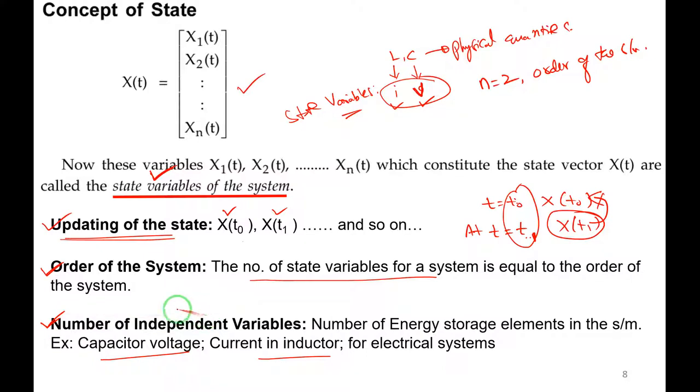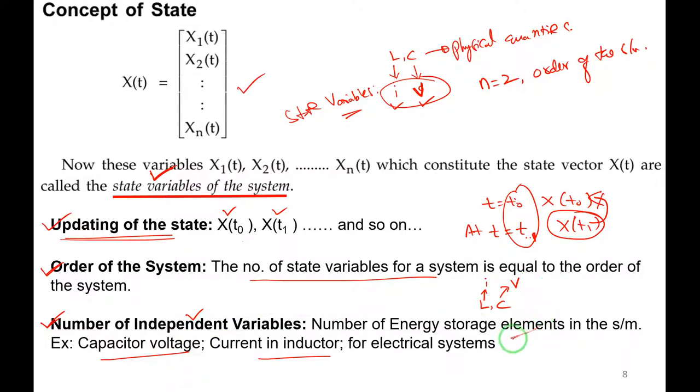of the independent variables. For example, in electrical system the energy storage elements are inductor and capacitor. The variable associated with inductor is current, the variable associated with capacitor is voltage. So current I and voltage V across the capacitor are independent variables. This is in electrical system.